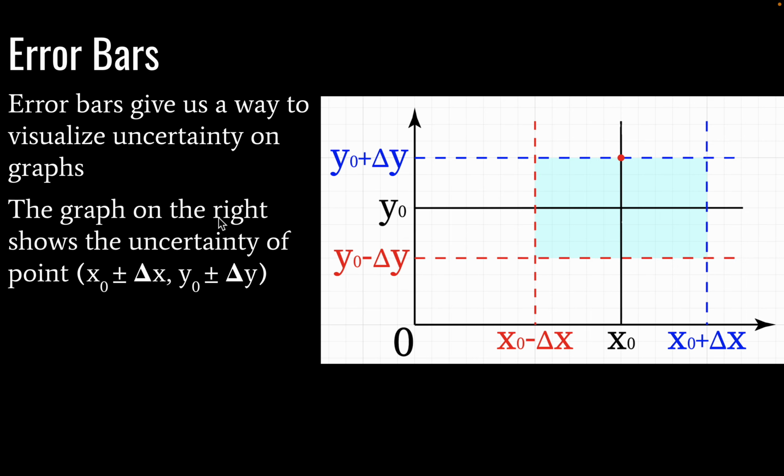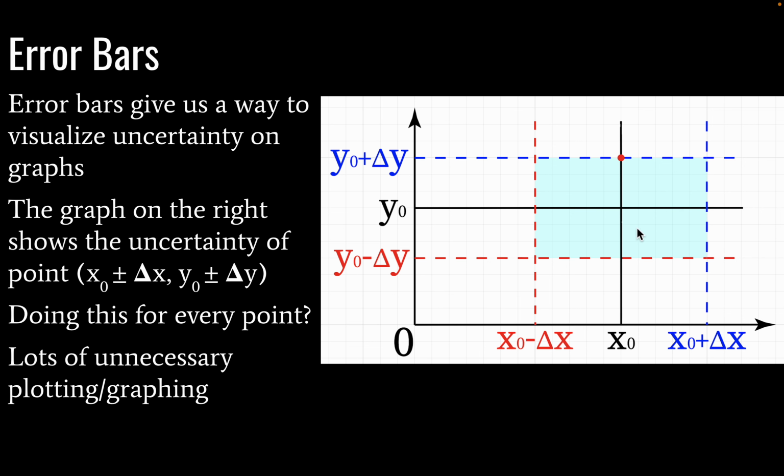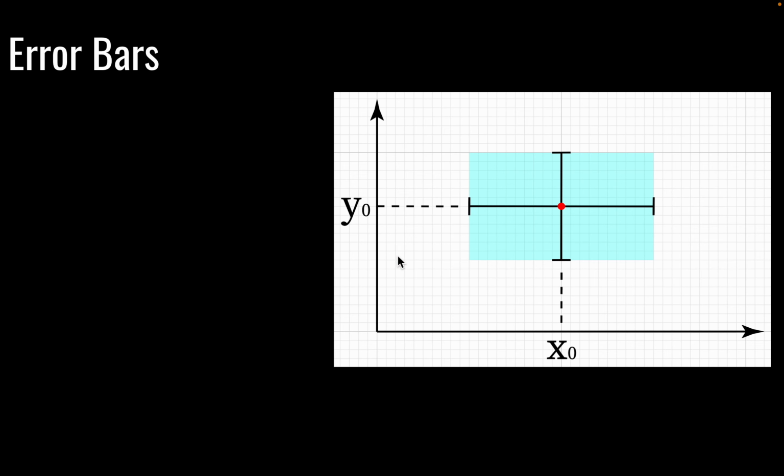And note that if we had to do this for every point, we'd have really, really messy graphs. It would look bad, and it would be very unclear. So what we do instead is we express our uncertainty using error bars. So here is that same box, but instead of plotting a whole bunch of points on here, we just have the error bar showing our uncertainty. And we know that our value, x sub 0, y sub 0, this point, could actually be anywhere inside this box. And that's what our uncertainty is telling us.